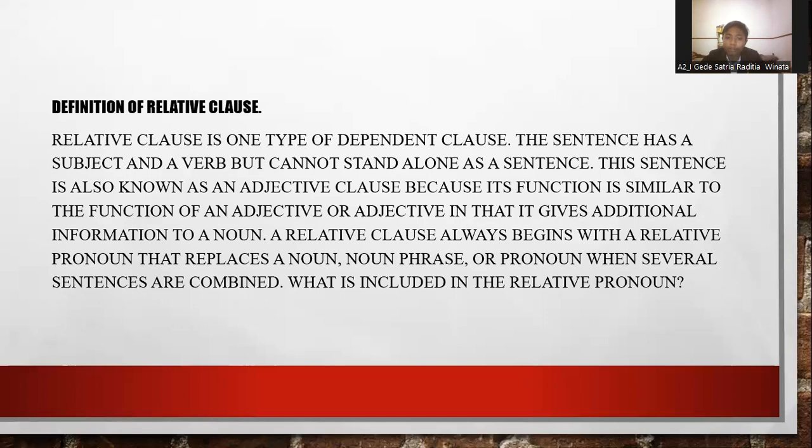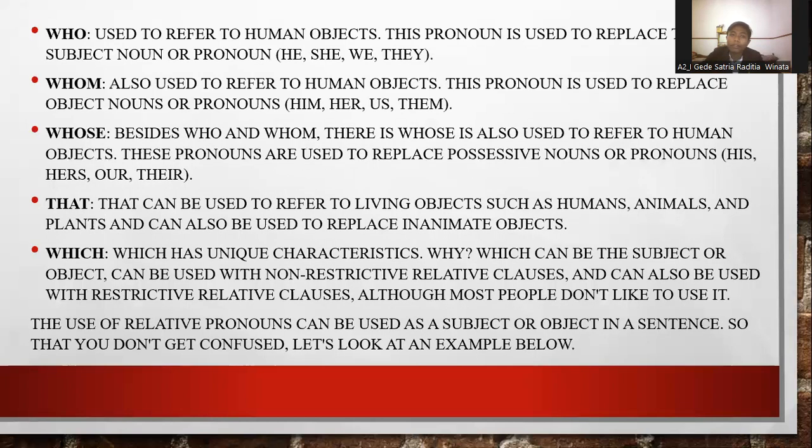A relative clause always begins with a relative pronoun that replaces a noun phrase or pronoun when several sentences are combined. What is included in the relative pronouns? First, who, used to refer to a human object. This pronoun is used to replace a subject noun or pronoun: he, she, we, and they.